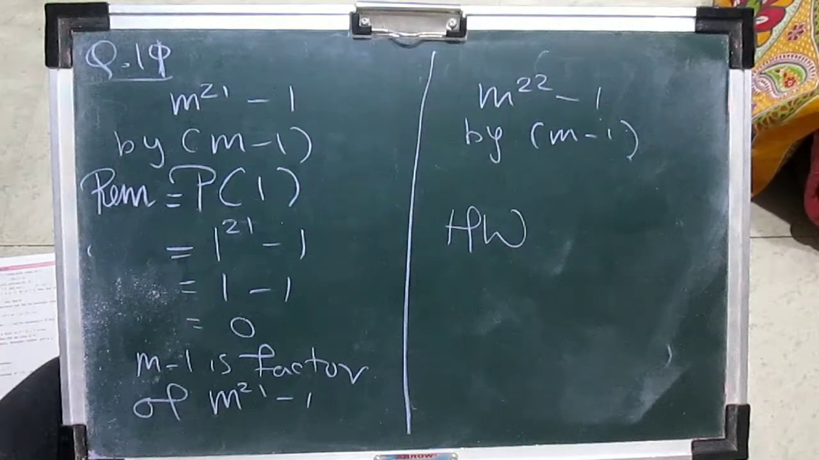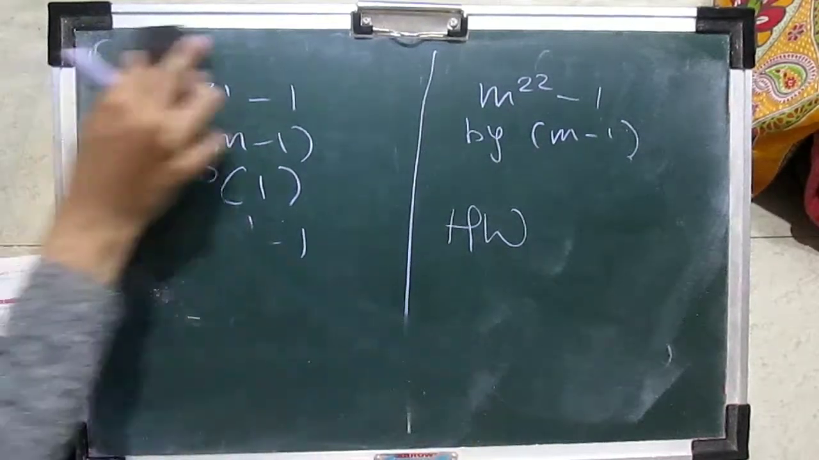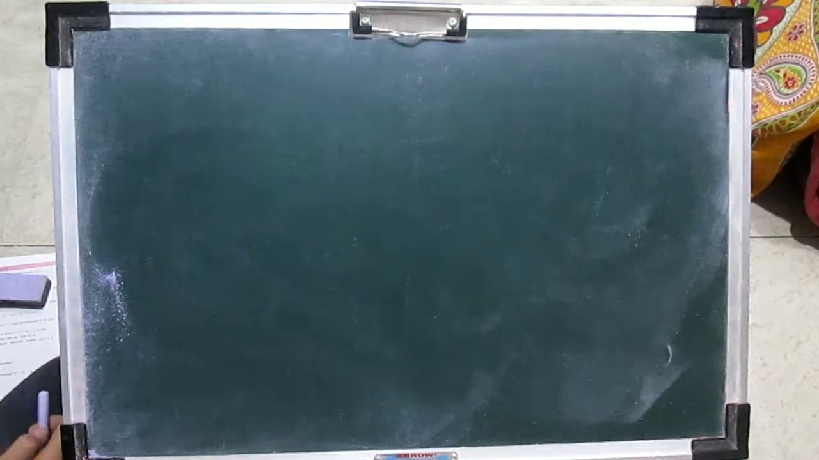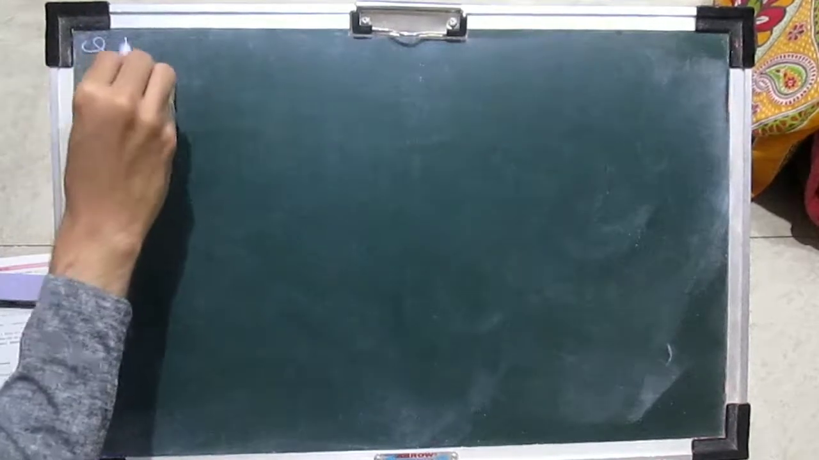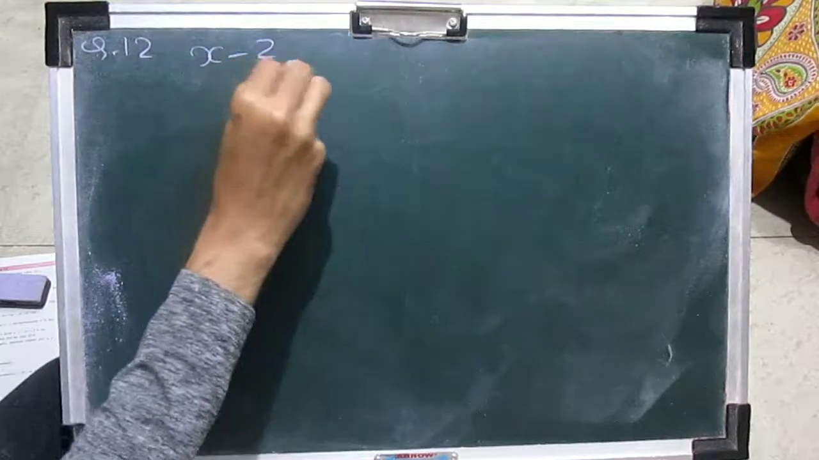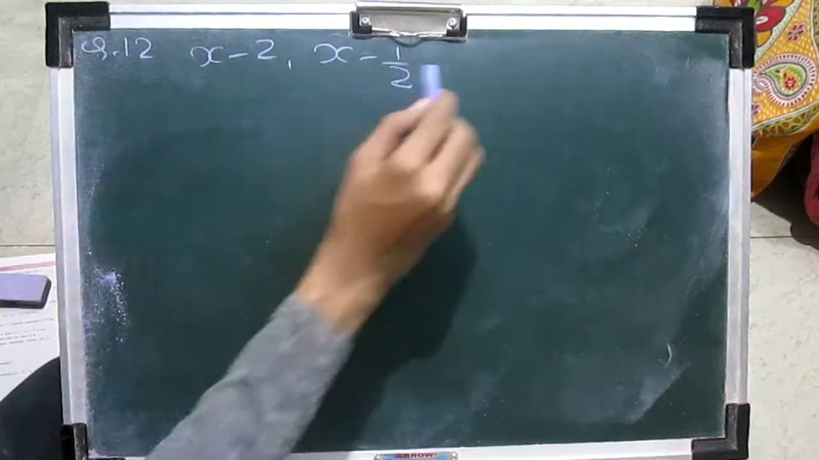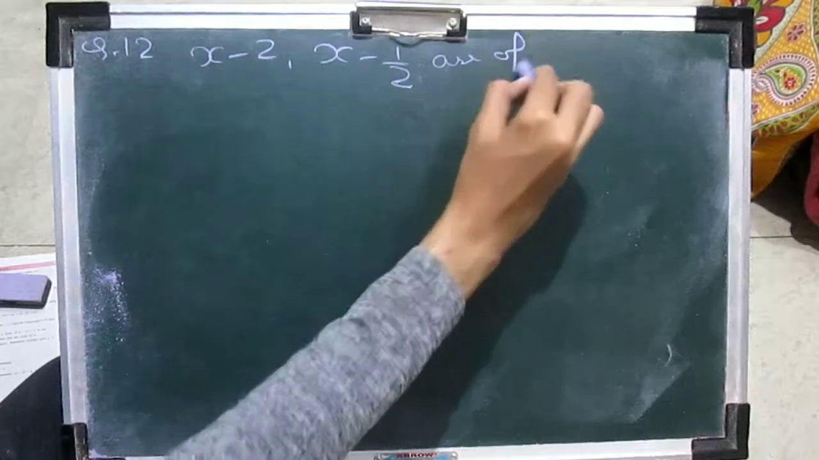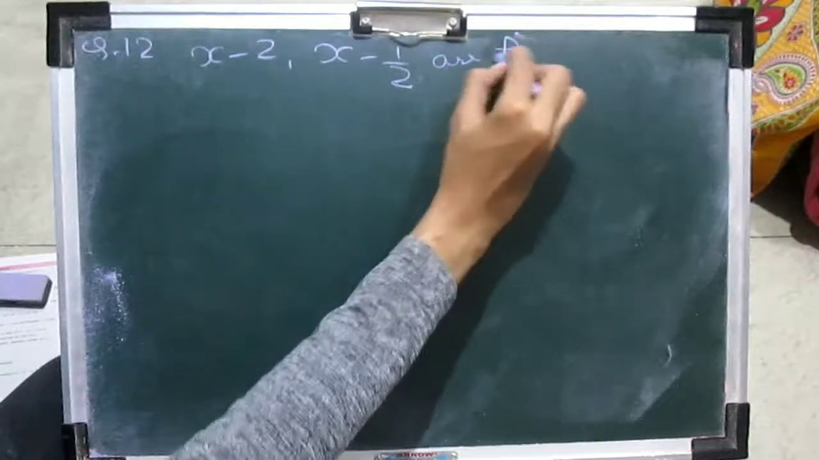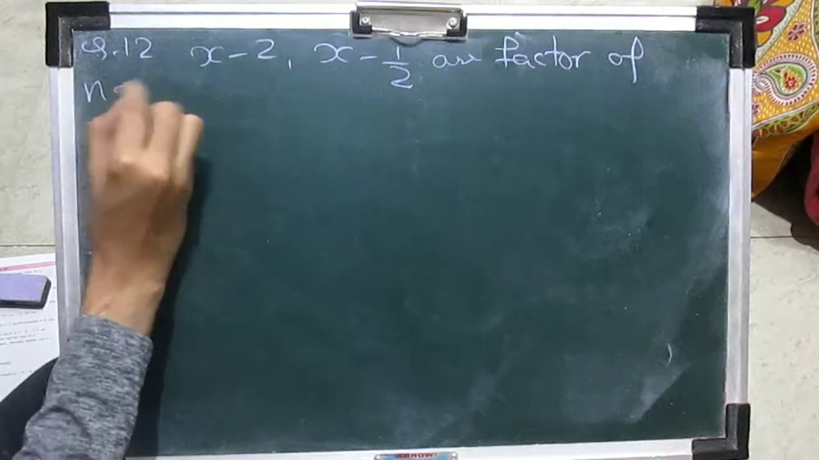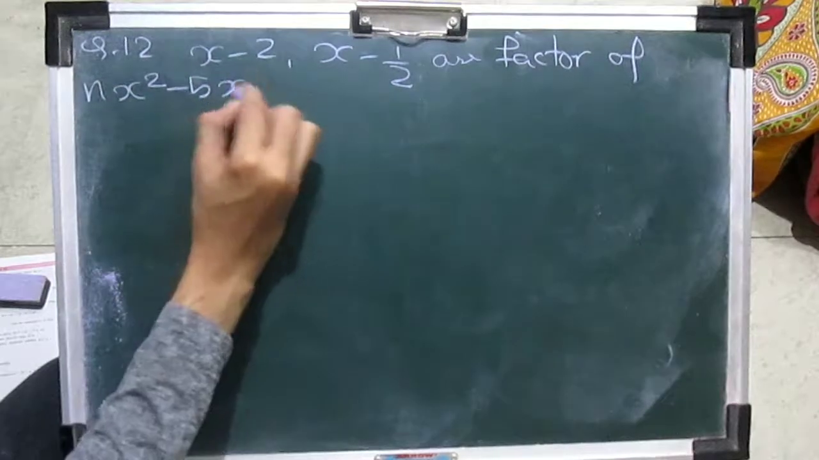The last question for this is question number 12. I'm interested. This is a star mark question, meaning it has something interesting in it. Question number 12. They are telling me that x minus 2 and x minus half are both factors of the polynomial n x square minus 5x plus m.